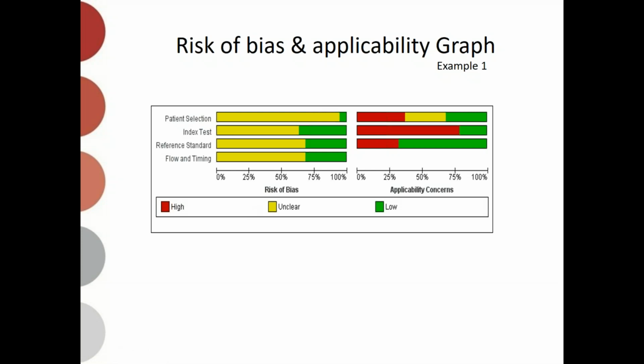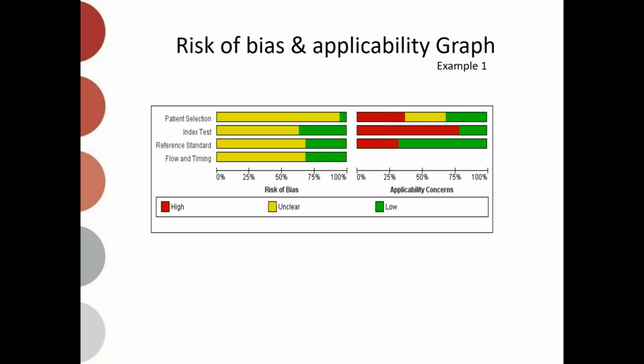So it's a bit unfair to judge low or high when items have not been properly reported. So for this particular review, the overall risk of bias is generally unclear due to poor reporting. There are lots of applicability concerns. As you can see, it's very red. This was because we did not really find studies that were the best fit for our question. So there are lots of applicability issues that we highlighted in this particular review.